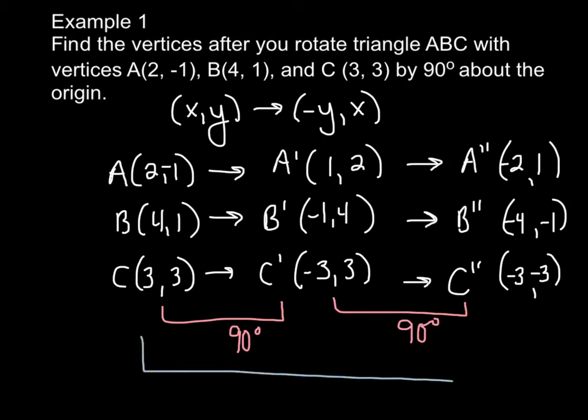So from A, B, C to A double prime, B double prime, C double prime, we would have gone 180 degrees. And if you remember, 180 degrees is where you have x, y. It just becomes the opposite of x and the opposite of y. And look at what we have. 2, negative 1, we take the opposite of both of those, we get negative 2, 1. 4, 1 becomes negative 4, negative 1.